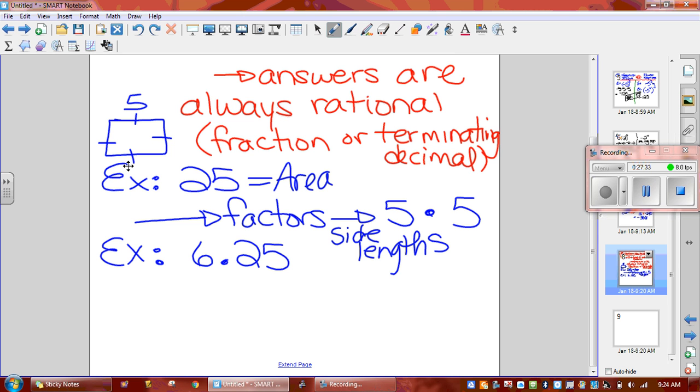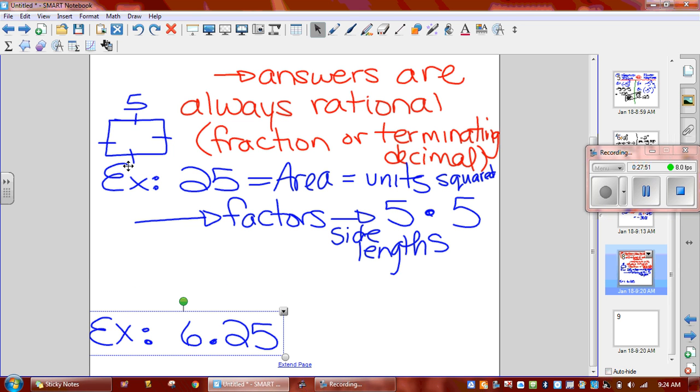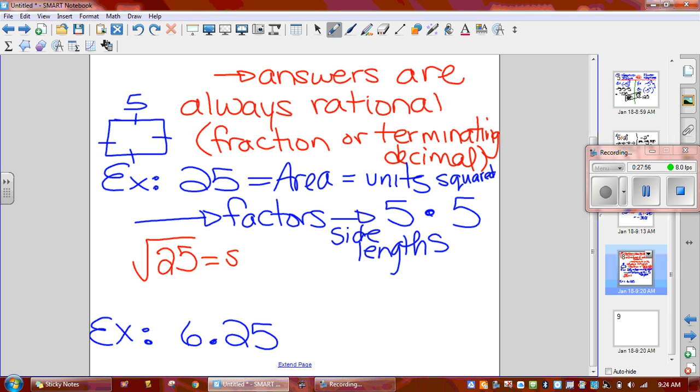Square root. That's right. If this is area, that means it is units squared. And we have to remember, if we want to unsquare something, we do the opposite. We square root. So the way to find the answer, if I go square root of 25, is that it's going to find me my side length, and that's going to give me 5. Let's take a look at another example.